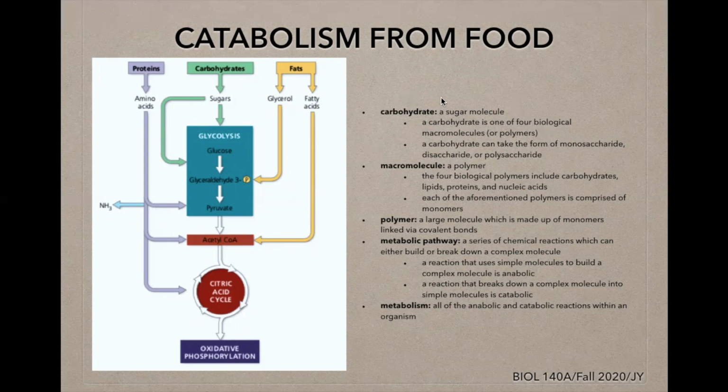Something else you should note is that a carbohydrate is a polymer, and the monomers which make up the carb are monosaccharides. So these are small units which link together, thus creating a polymer known as a carbohydrate. So many monomers do make up one polymer.